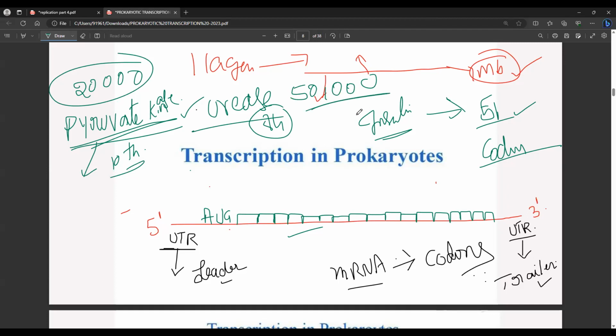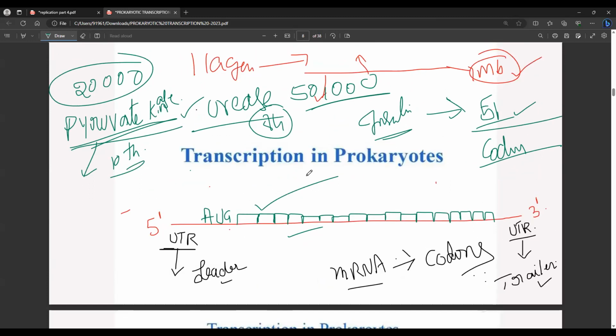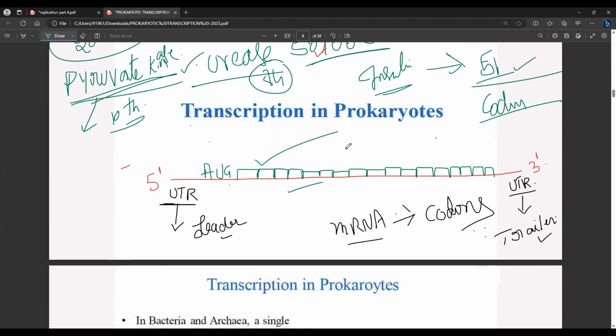How big the mRNA is depends on what kind of protein it is synthesizing. Some proteins are very small, so the mRNA is also very small. Some proteins are very large, so the mRNA is also extremely large in size. Now, at the end of all the codons, it contains 3 stop codons.